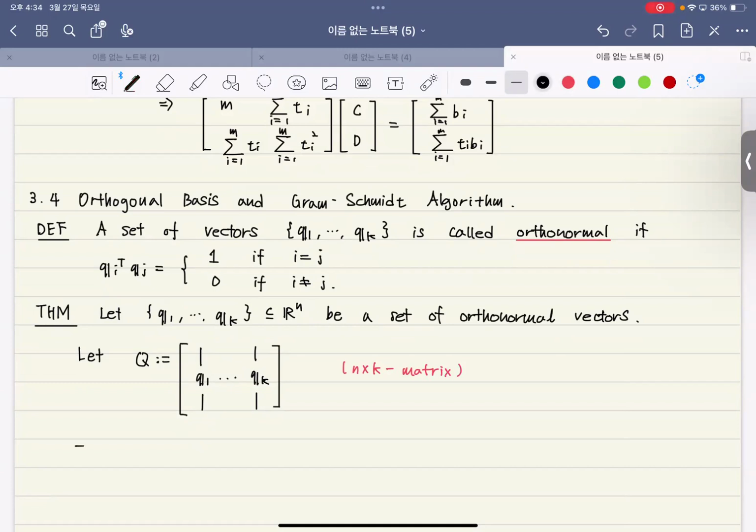Okay. What I want to prove is this. Q transpose Q, what is its dimension? Q is n by k, so Q transpose Q is k by n times n by k, so it must be the k by k identity matrix. Why?